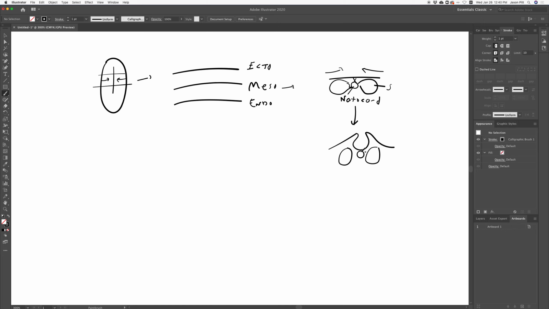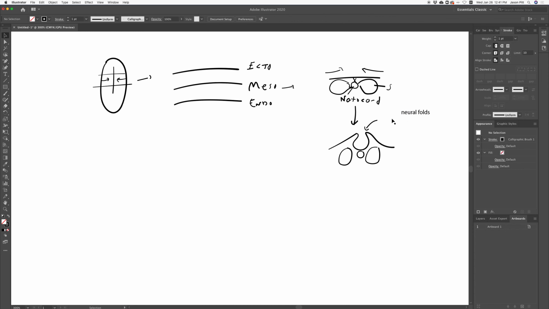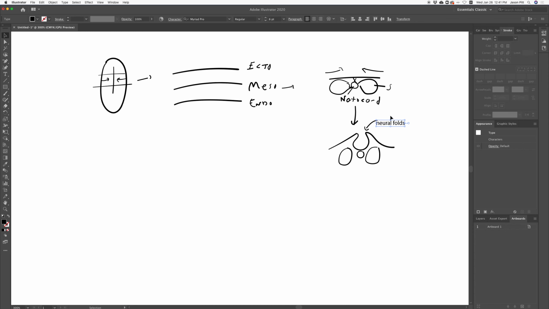Now, because the notochord tethers the ectoderm in place, it doesn't shift when the cells start moving around. So the midline stays in the middle, but we build up these neural folds. See how it folds over? That's my neural folds. Okay, that's enough of this. In the middle, we have our neural groove.